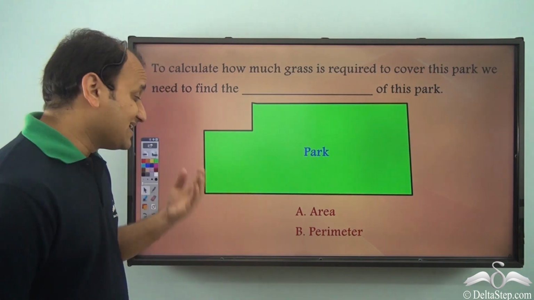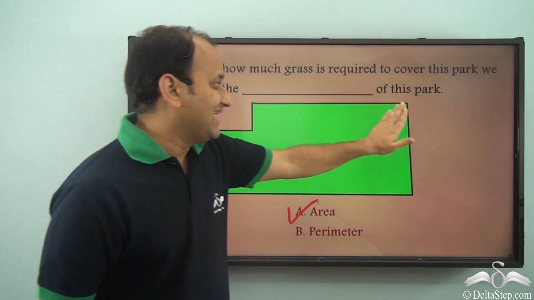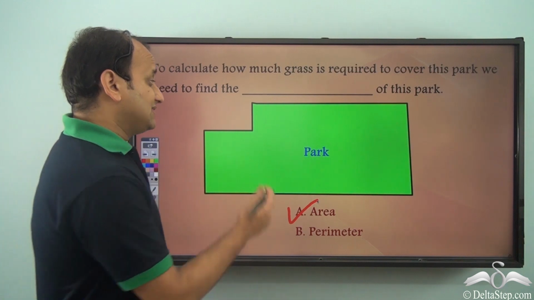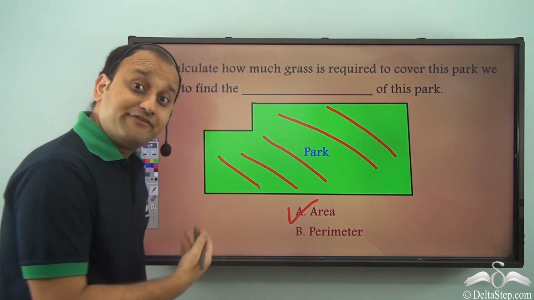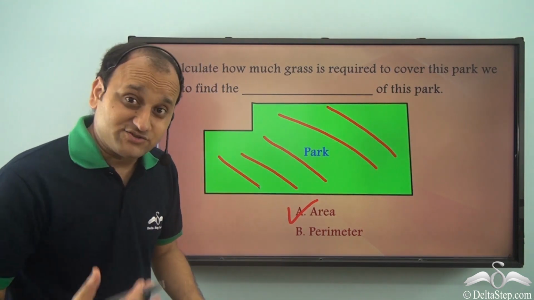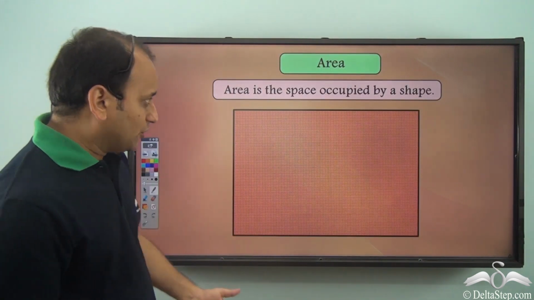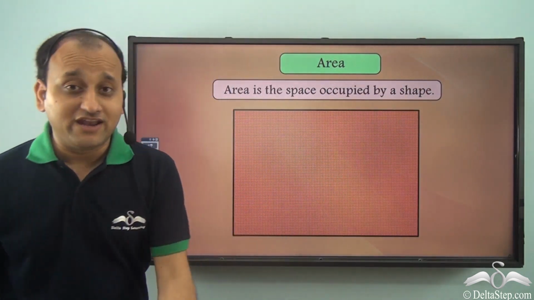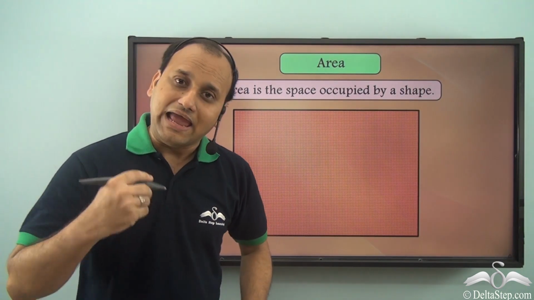Well, the answer is area, because in this case we need to cover this park with grass. That means this entire space needs to be filled with grass. So we need to calculate the space of this park, and space occupied by any shape is area of that shape. So when we talk about area, area is the space occupied by a shape. So whenever we need to find space occupied by any shape, we calculate the area of that shape.